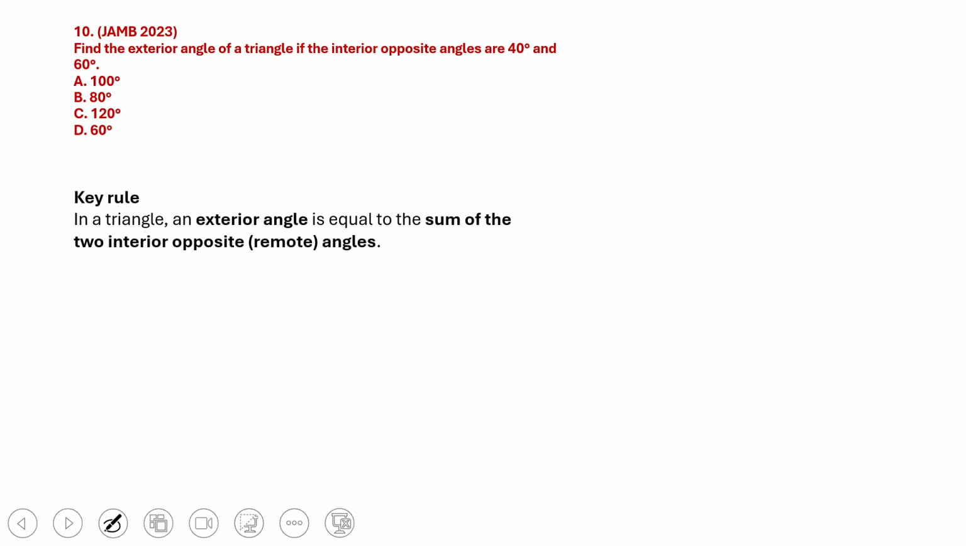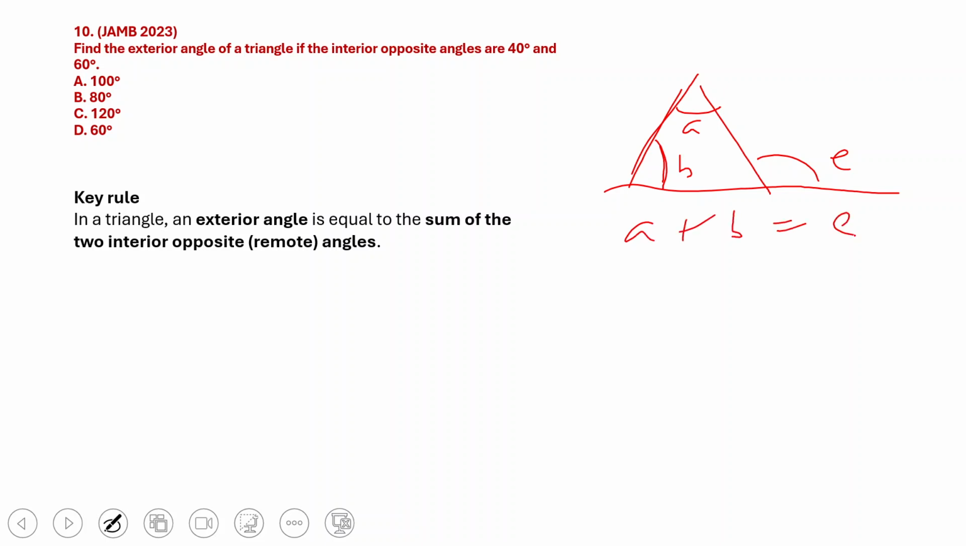Okay, so I'll draw this in the diagram. So I have a triangle like this. This one is what they call the exterior angle, E, and these are the two opposite interior angles. I can call them small a and small b. So a plus b is equal to E. This is what the rule is saying here.